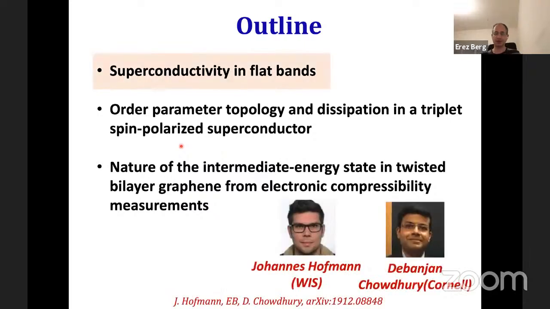Okay, so the first part, about superconductivity in flat bands, was done with my postdoc, Johannes Hoffmann at Weizmann, and with Debanjan Chowdhury from Cornell. You can look it up in this preprint over here.